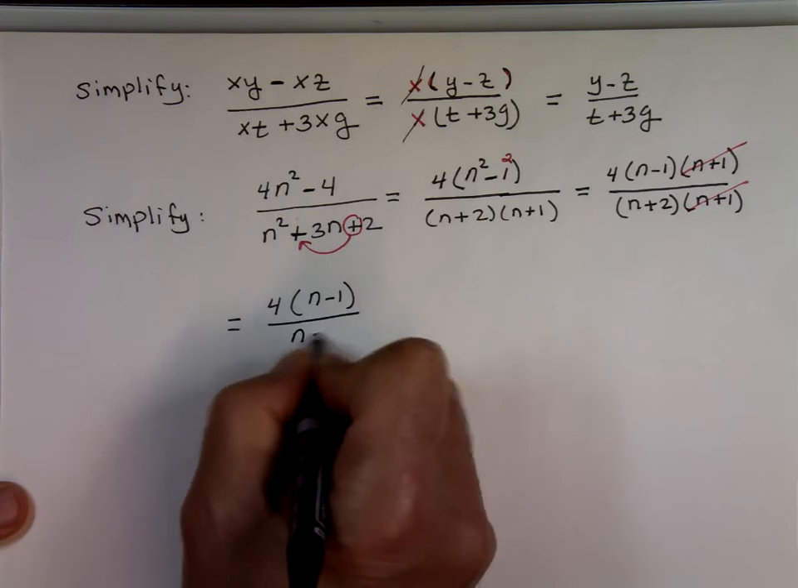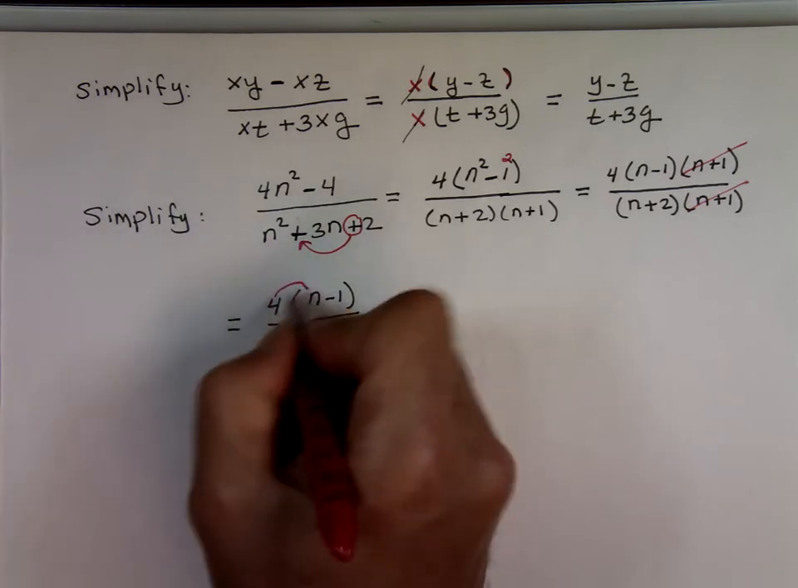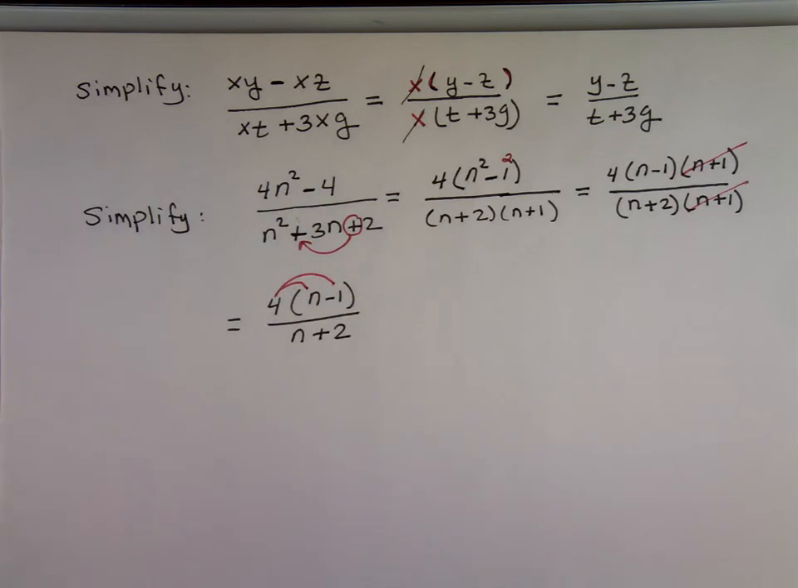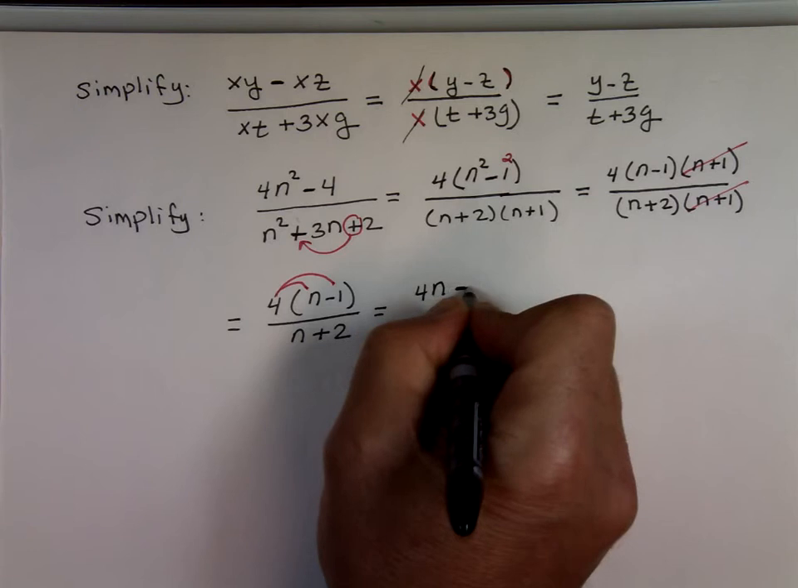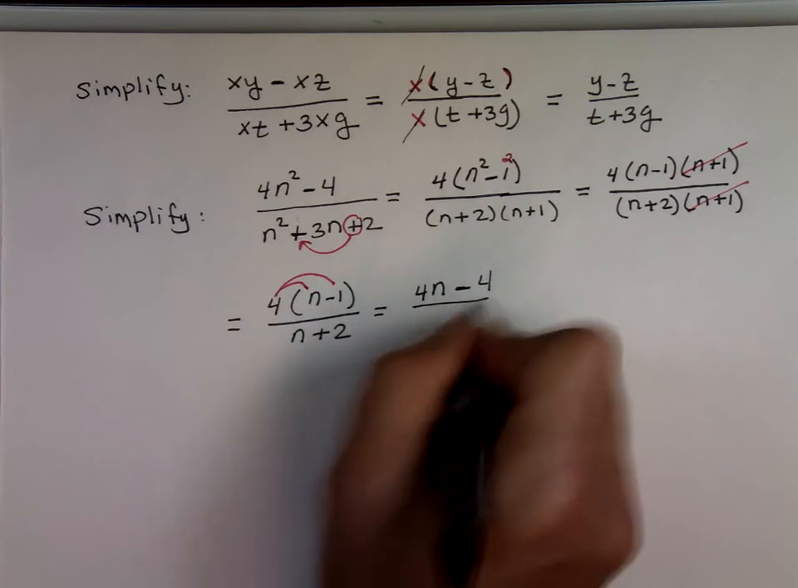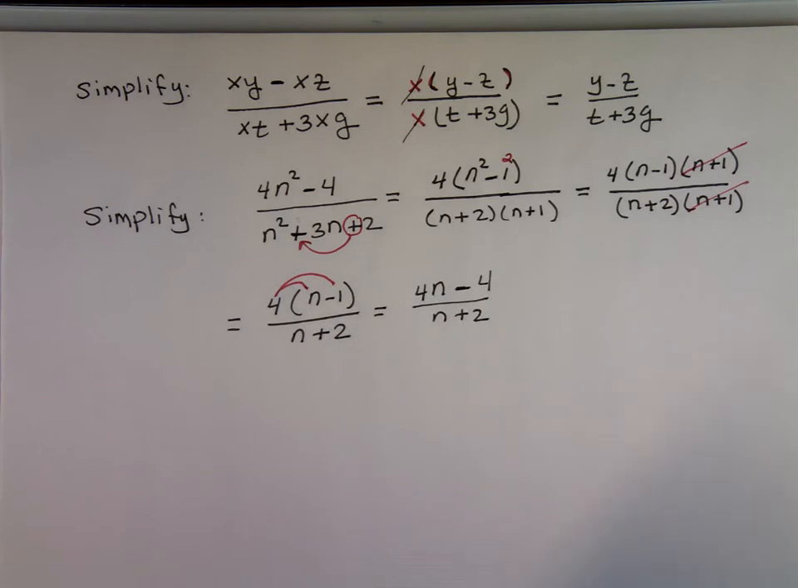That's a good answer. You can leave it like this, or if you don't like leaving it like this, you can actually multiply it through and write the answer as 4n minus the 4 over n plus 2. Either one is really correct. So I'm not sure which way the book wanted the answer written. Just preference. Some people like it this way, others like it that way.